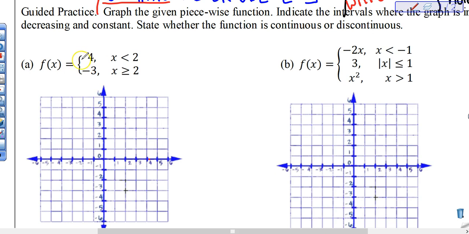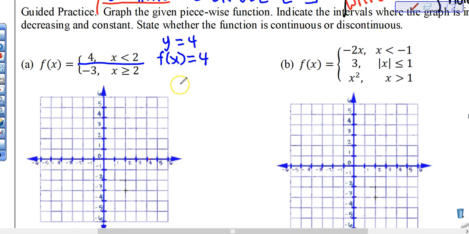I'm going to color code. So this first graph right here is f of x is equal to 4 for the assignment of all x's less than 2. All x's less than 2. So is this a line? It says y equals 4. Is that a line? Horizontal line, right?